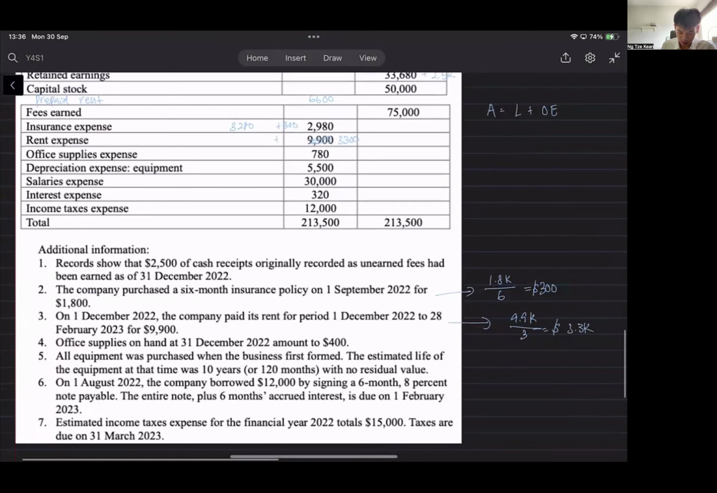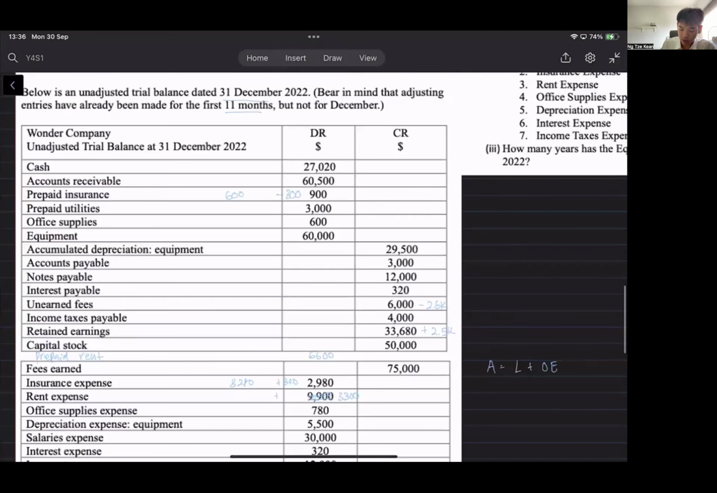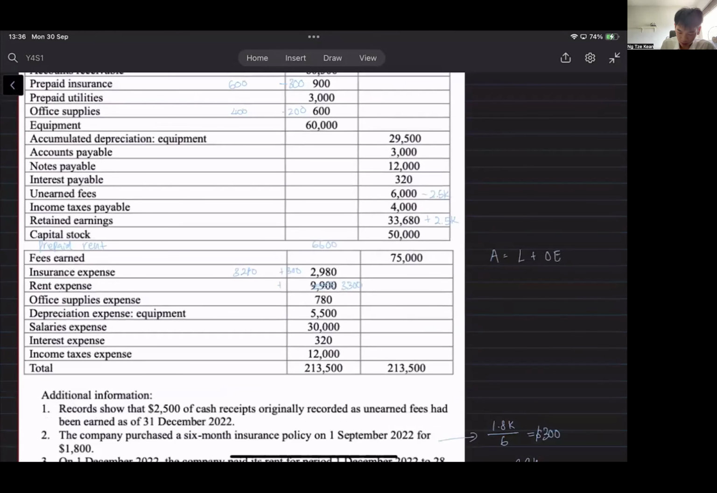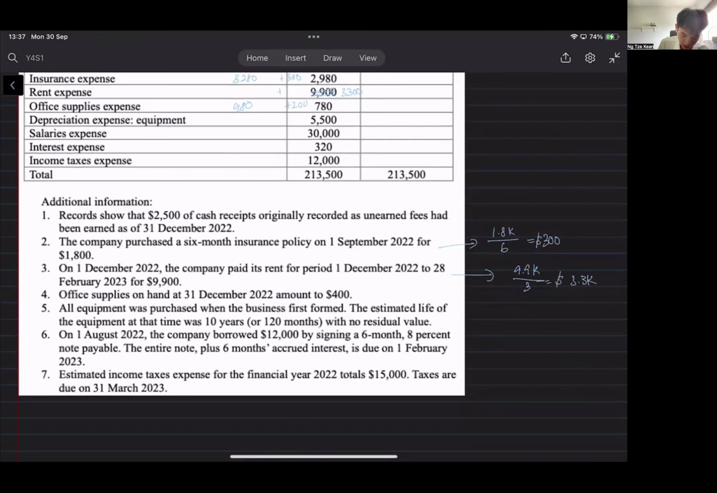All right. Moving on to question 4. The office supplies on hand as of 31st December amounted to 400. So we are told the final value, and we need to find out where the office supplies are. The office supply right now is 600. To make it 400, we simply have to deduct 200. And when we deduct the asset, we are actually expensing it off. So we need to increase the office supply expense by 200. And that will give us 980. Okay. So we are done with 4 as well.